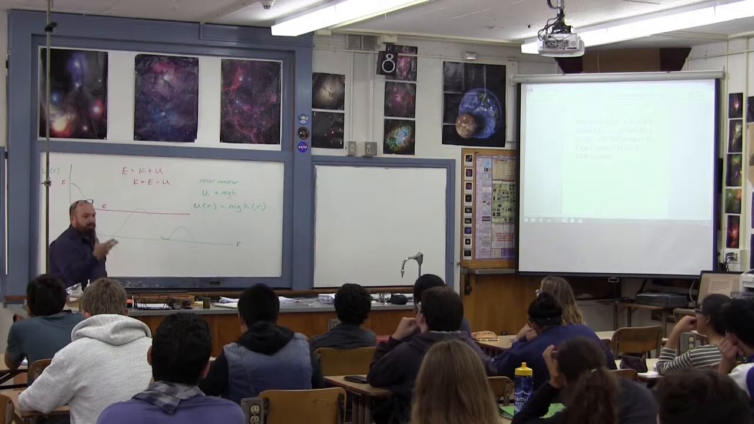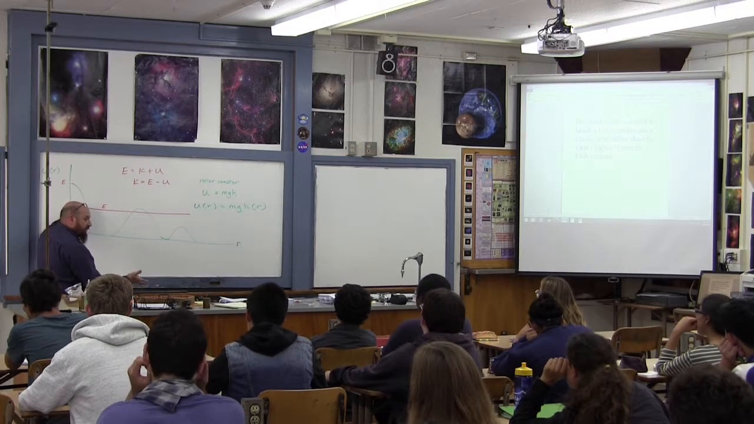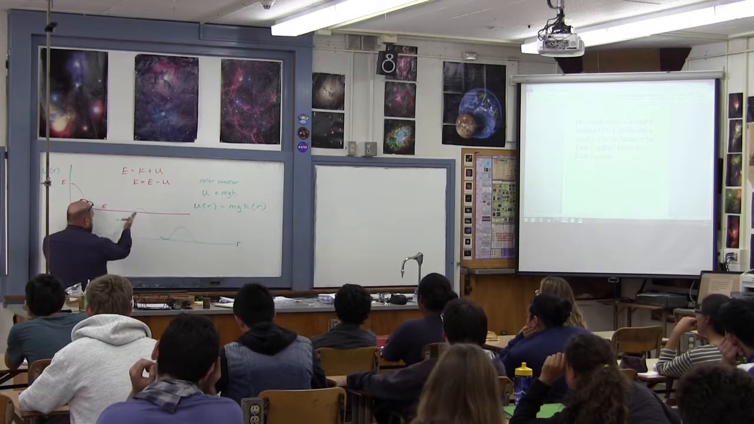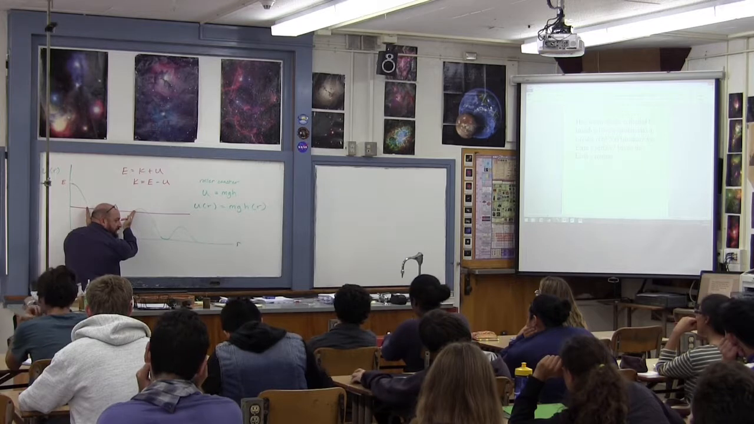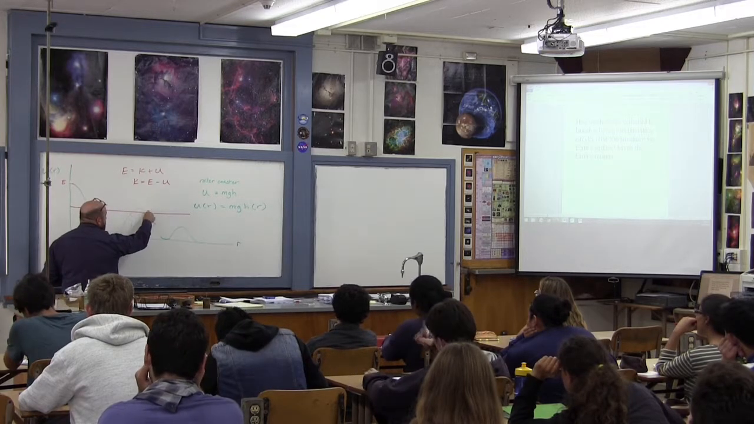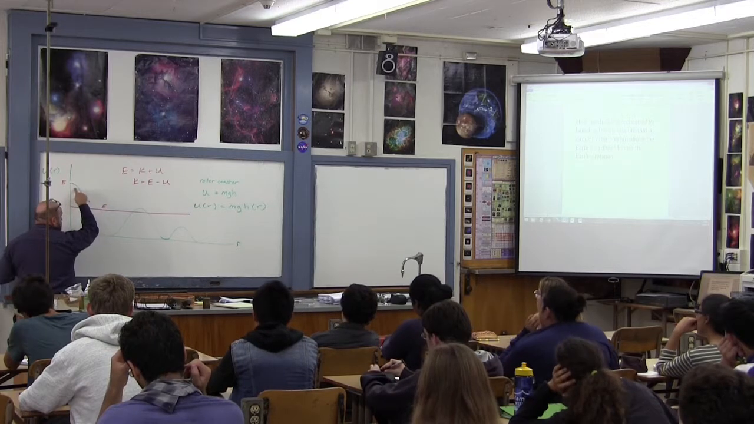What this means is that if I start the coaster right here with this amount of energy and let it go, it's confined to this well on this potential energy diagram. It can't make it over this hill.